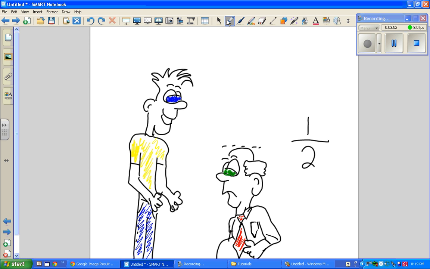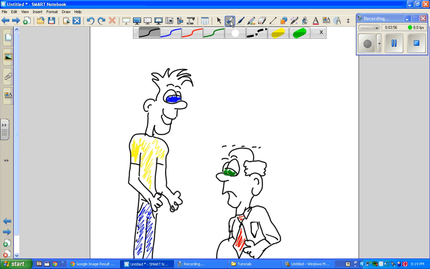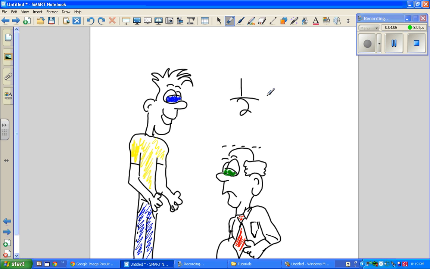Okay. Another one that we could do is the color of their eyes. Okay, we could say half of these 2 men have blue eyes. Okay, 1 out of 2 of these men have blue eyes. We could also say 1/2 of these men have green eyes.